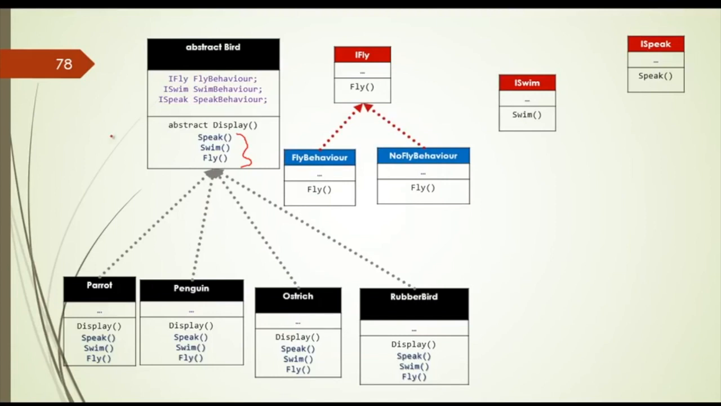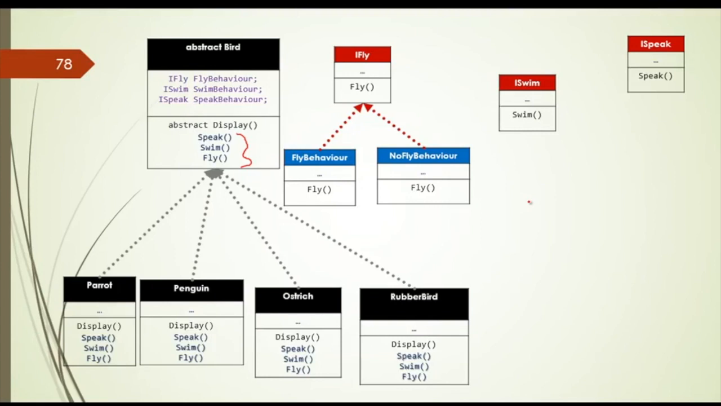So we have a fly behavior, which implements this interface iFly and implements the fly method, and we also have no fly behavior, which will say that the bird cannot fly. So if you have 10 different types of fly behaviors, just write the 10 different types of fly behavior. It will be odd if you have 100 types of fly behavior. So that will be a good solution.